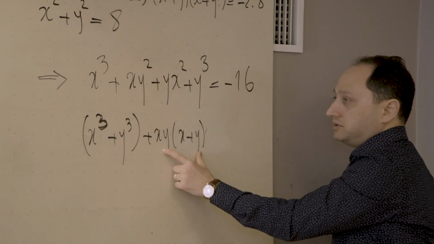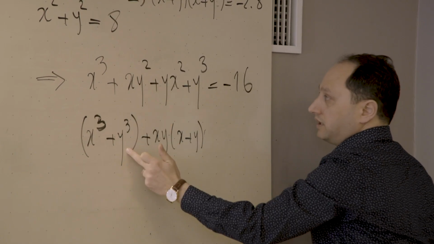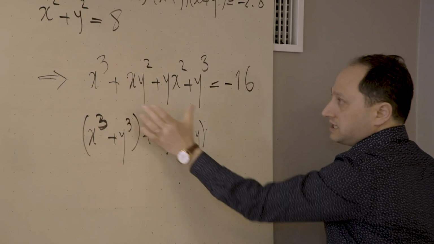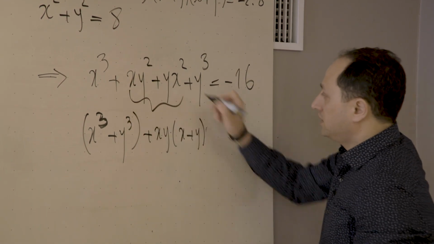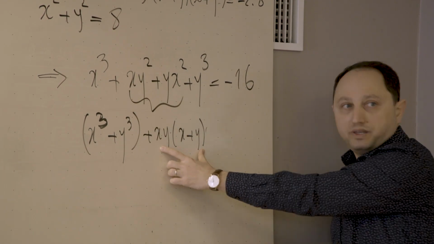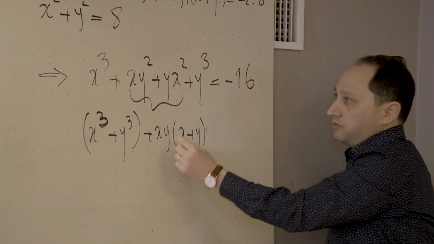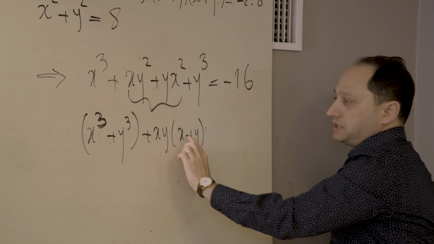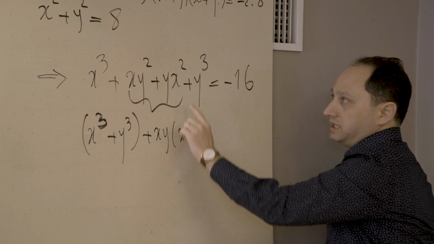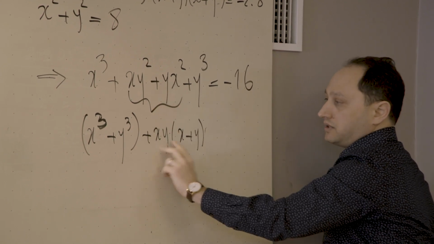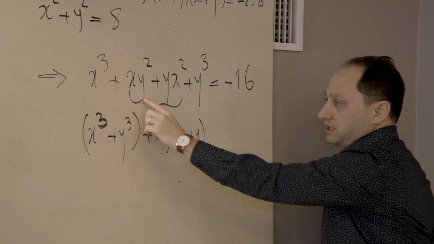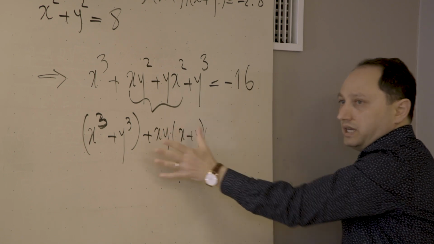Is that understandable? x cubed is x cubed, y cubed is y cubed. But instead of these two terms, I have written this. Do you agree with me? Let us check that. Why is this correct? Because I multiply it back. xy times x will give me this term. xy times y will give me this term. So this is a valid way of doing things.